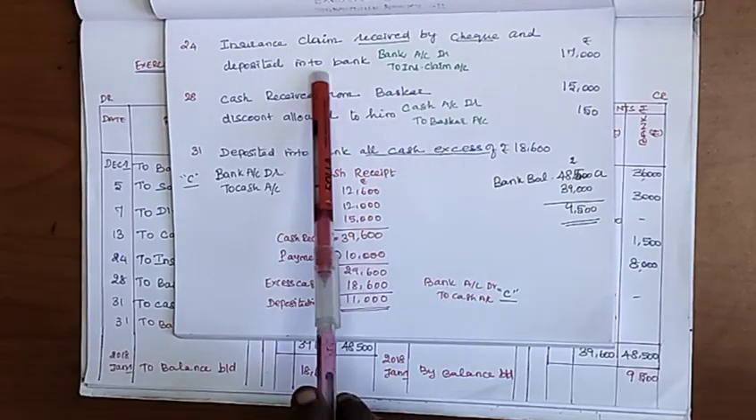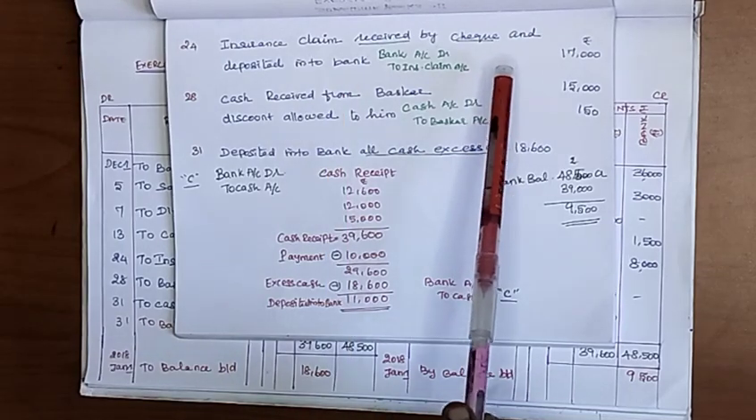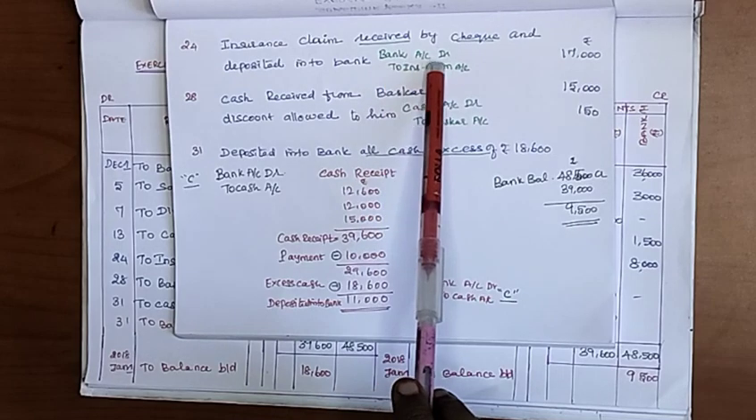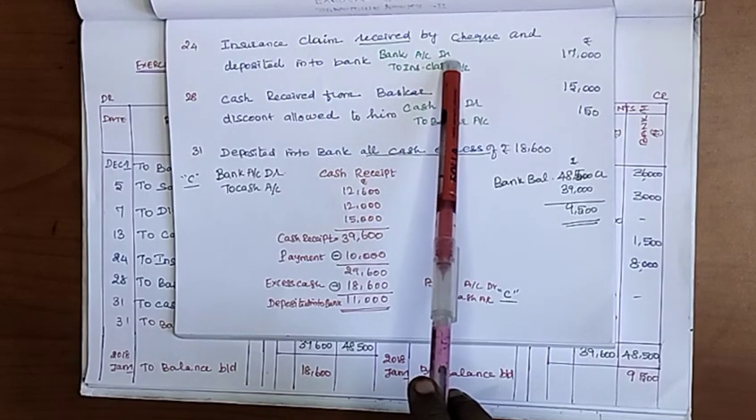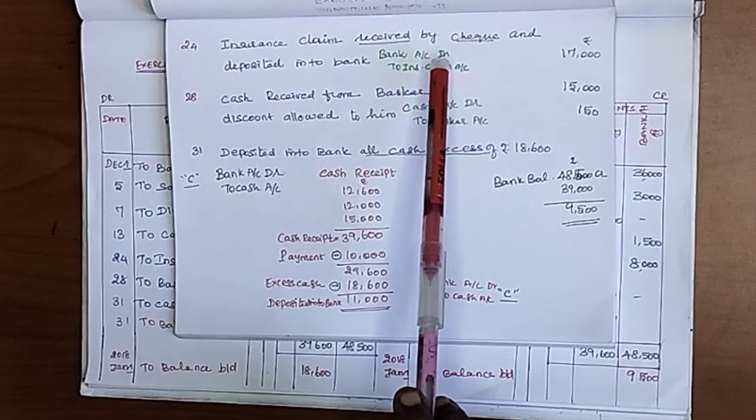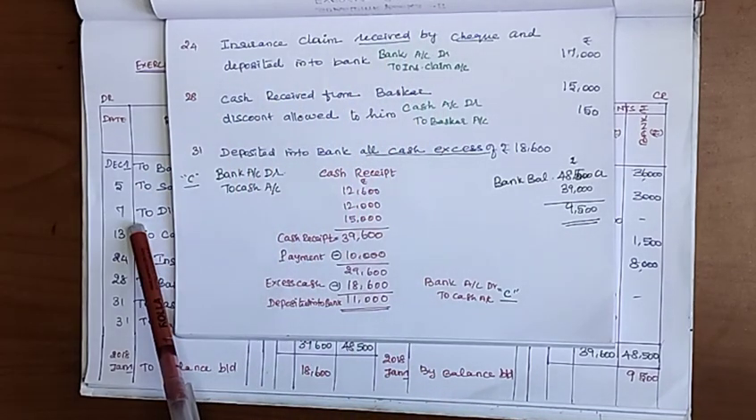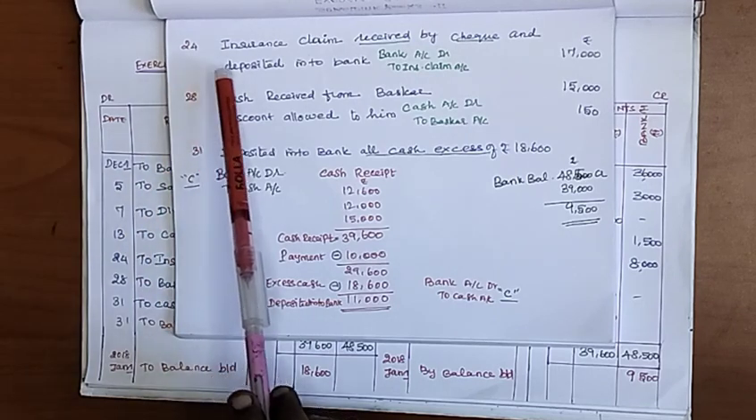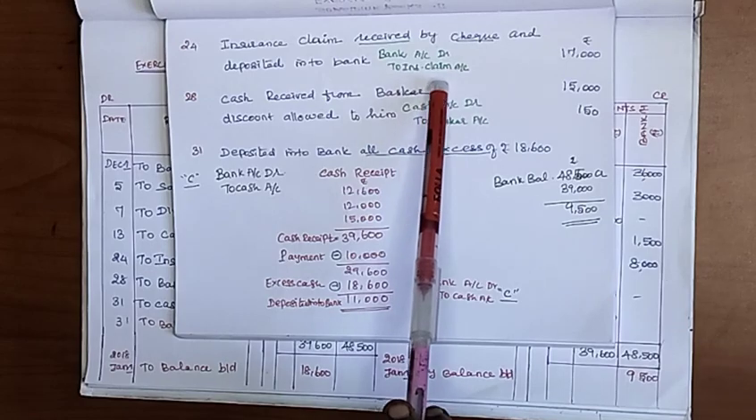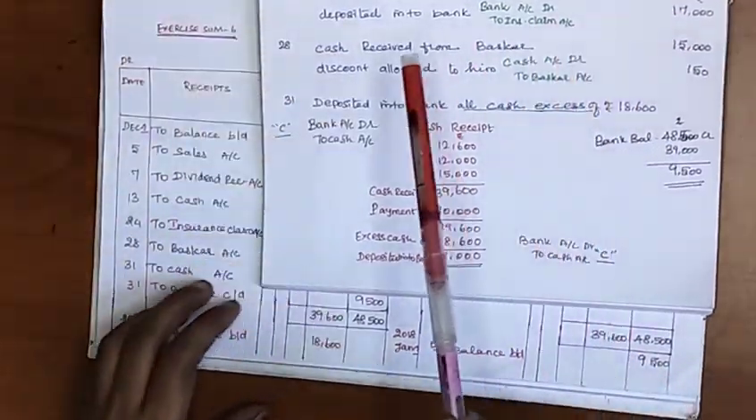What does this transaction tell us? Whether it is cash or bank, this transaction clearly tells us it is a bank related transaction. So where is bank account? Bank account is on debit side. Debit means debit side, so we go to debit side, dated on 24. What is the opposite account from the bank account? Insurance claim account. So we have to go to debit side.